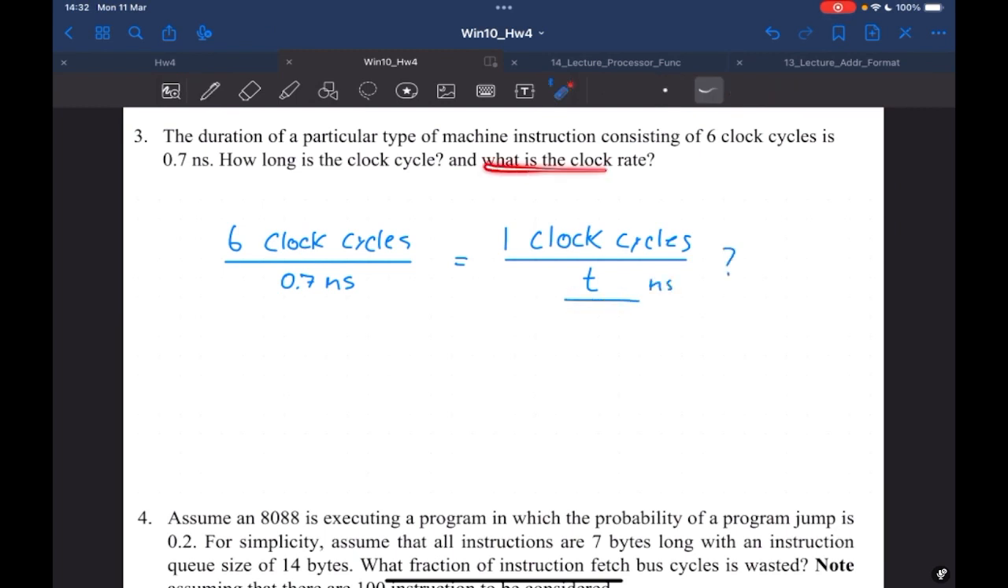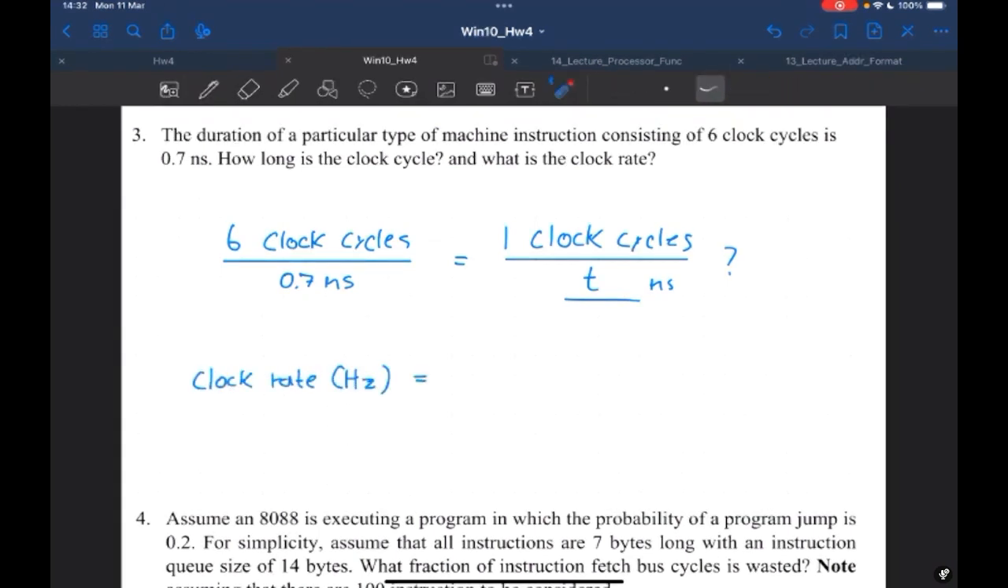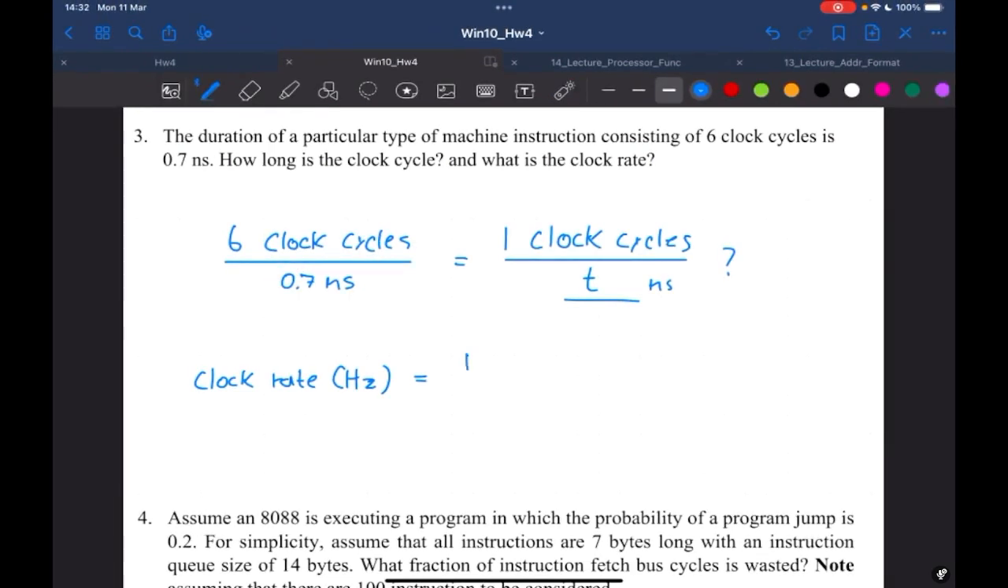And the next one is what is the clock rate? Clock rate is measured in hertz. And so you can think, oh wait a minute, in order to find frequency in hertz, it is 1 over T, right? The period. For the answer we get here, we just throw it in there and figure out what it is.